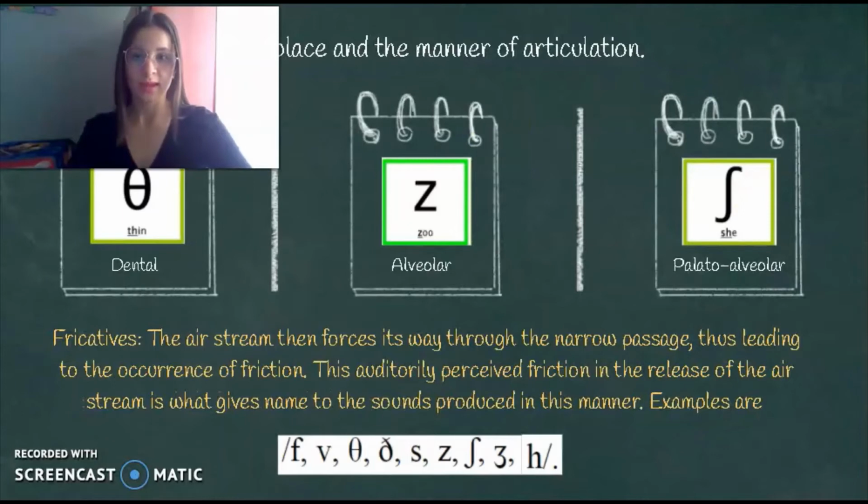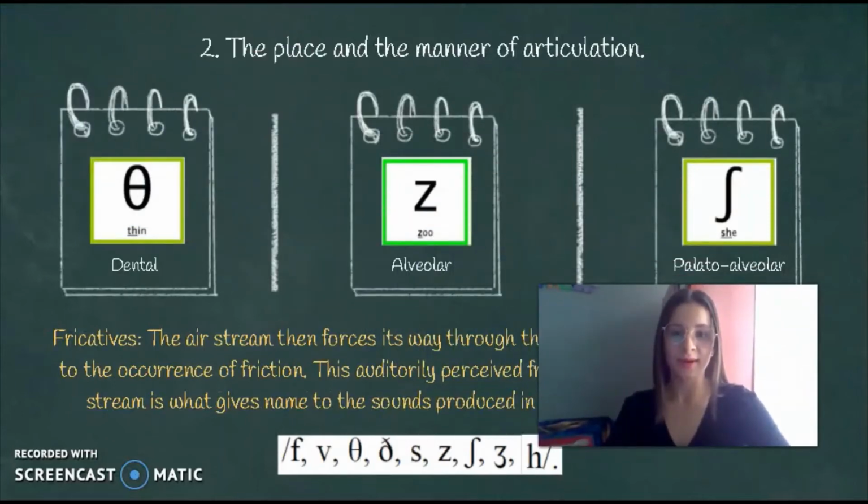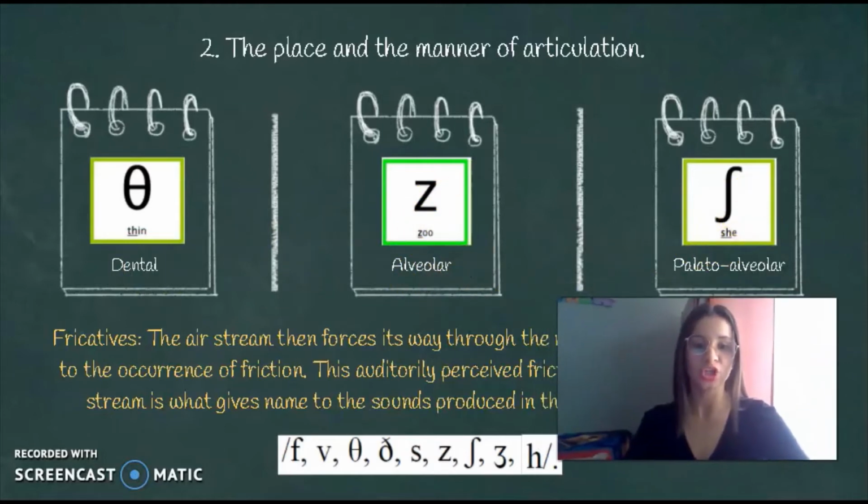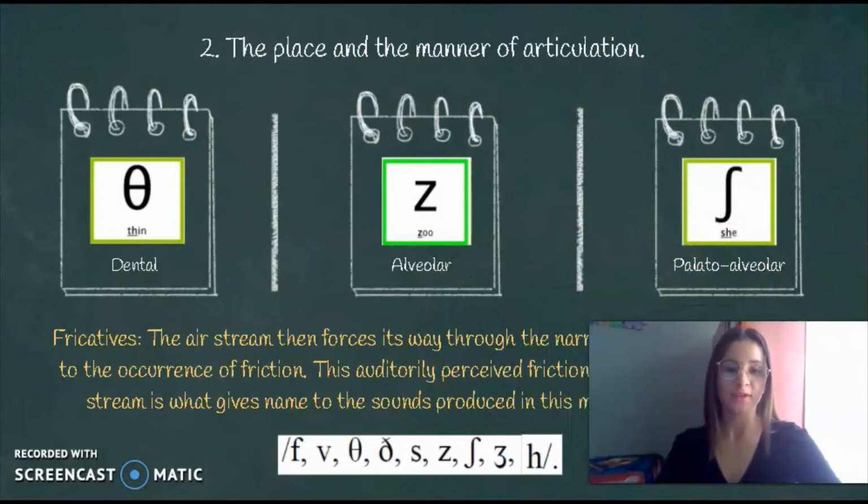The place and the manner of articulation. The th is dental. The z is alveolar. The sh is palatal alveolar. The 3 symbols are fricative.